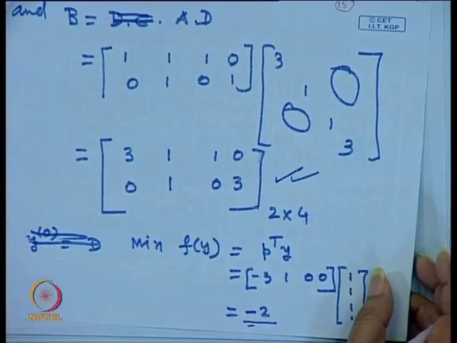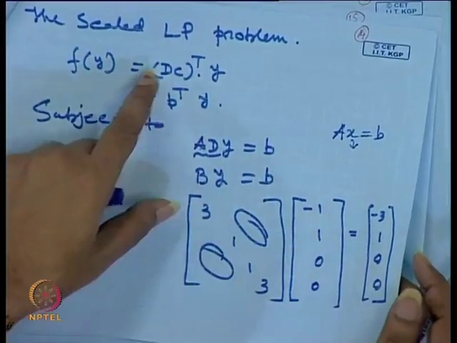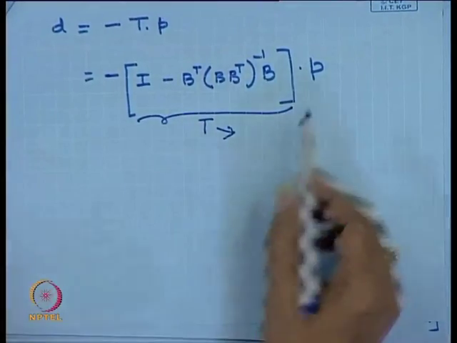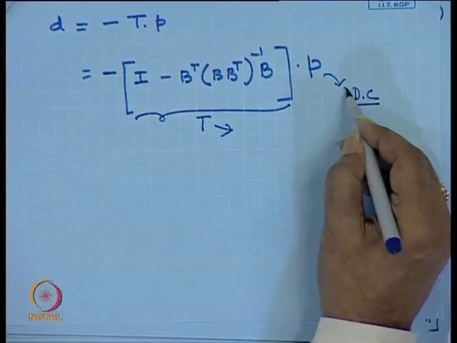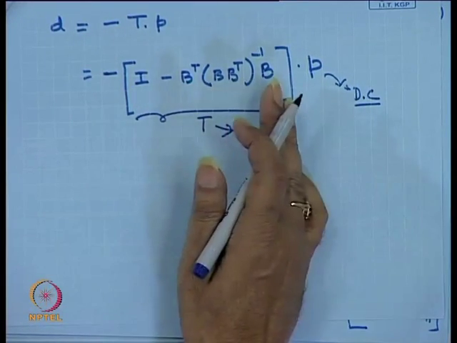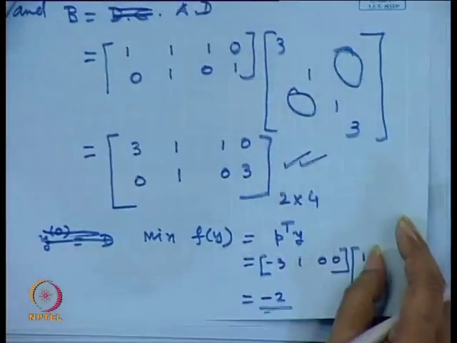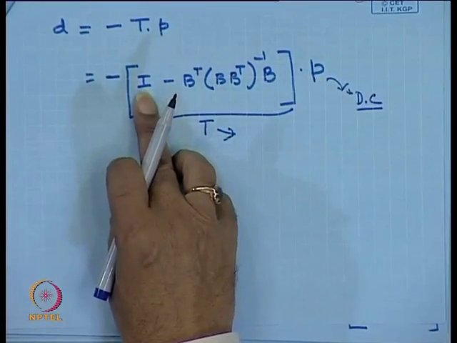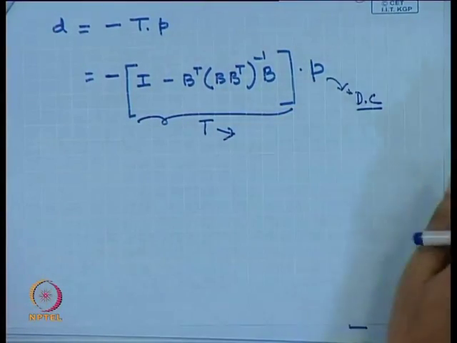What is this p? P is nothing but a d into c, so I can calculate p. We know the b matrix, b is equal to a into d. I know b, I know p, and I know this is the identity matrix with proper dimension, so I can compute the direction in which I have to move.